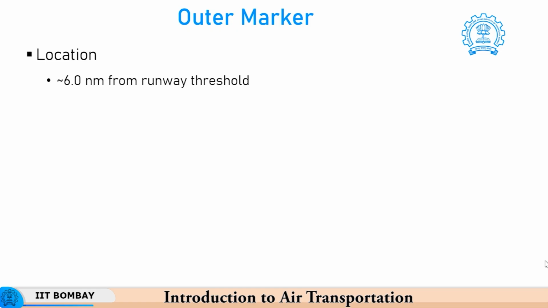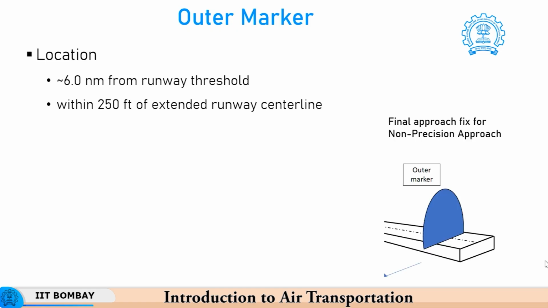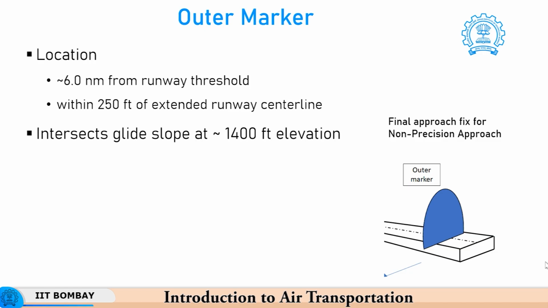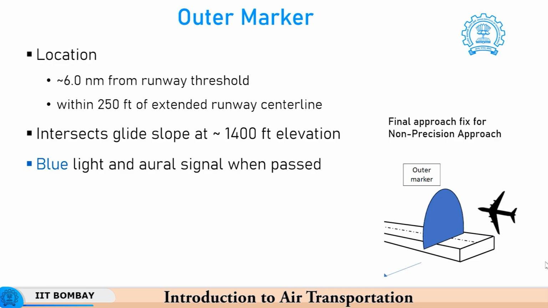So, the location of the outer marker is approximately 6 nautical miles or 10 kilometers from the runway threshold. That is the final fix for non-precision approach. It intersects the glide slope at an elevation of around 1400 feet, and as the aircraft passes the outer marker, on the instrument in the aircraft you will have a blue colored light flickering, and there will also be an aural signal.